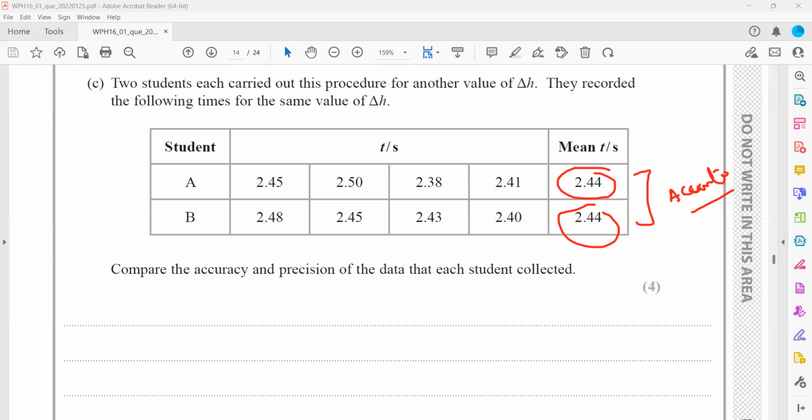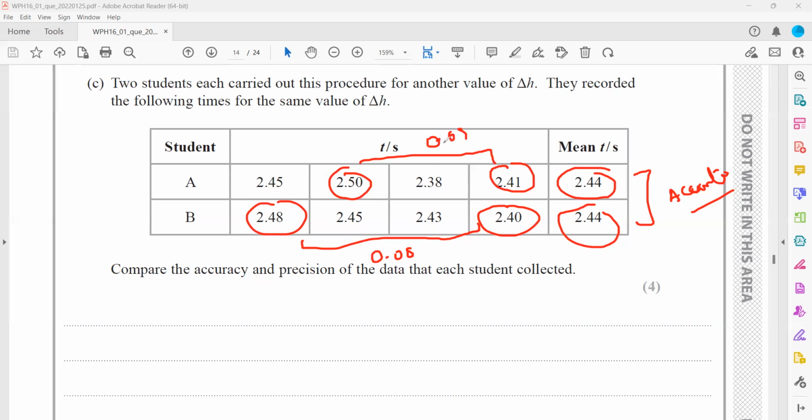And student B has a smaller range. The range is how much the data has spread out. For student A, the maximum value is 2.5 and the minimum is 2.4. For student B, the maximum value is 2.48 and the minimum value is 2.40. How much is the difference? That is 0.08, and for the other it is 0.09. So student A has a greater range of values compared to student B. So we can say student B is more precise.